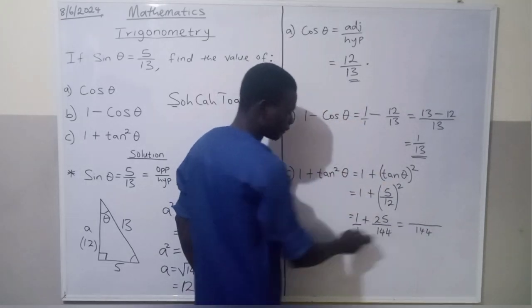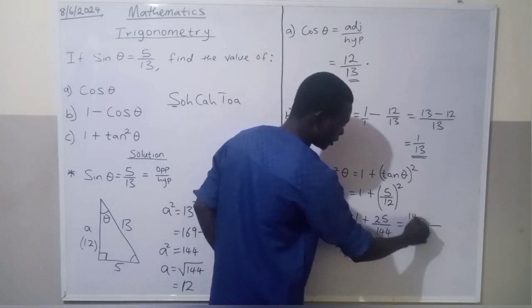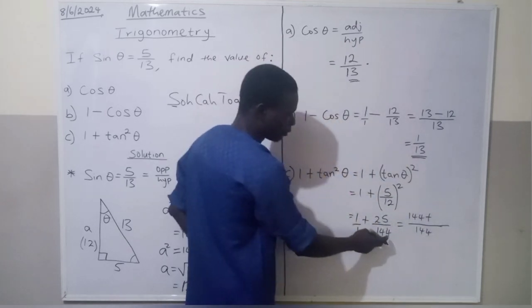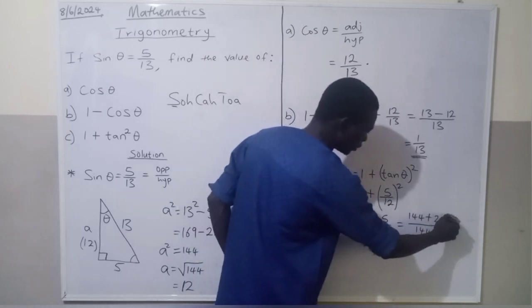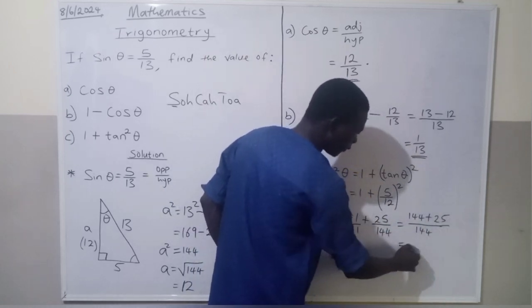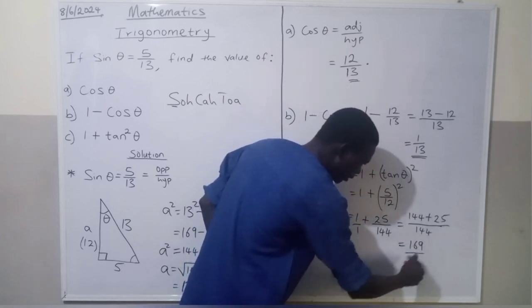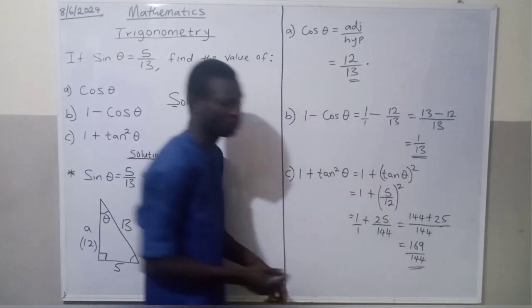So 144 divided by 1 is 144, multiplied by 1 is still 144. Then 144 divided by 144 is 1, and 1 times 25 is 25. So 144 plus 25 gives us 169. And of course, that's 169 over 144. So this is the solution that is expected of us.